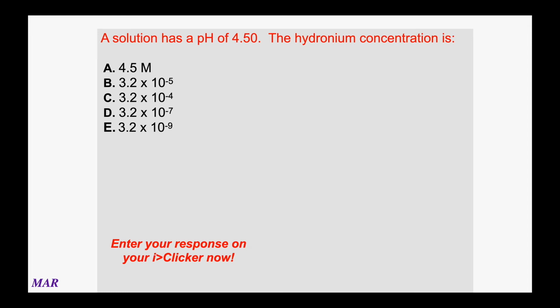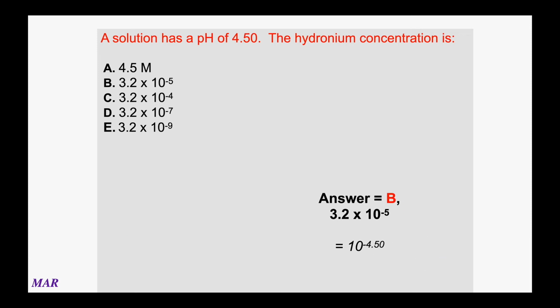A solution has a pH of 4.50. The hydronium concentration is, and you can figure it out. Okay, so this is going just like the last example, from a pH to a hydronium. As we saw, hydronium is 10 raised to the power of negative 4.50. So again, this is something to do on your calculators. If you do that, it comes out to be answer B, 3.2 times 10 to the minus 5. So this is how you can figure out hydronium from pH.